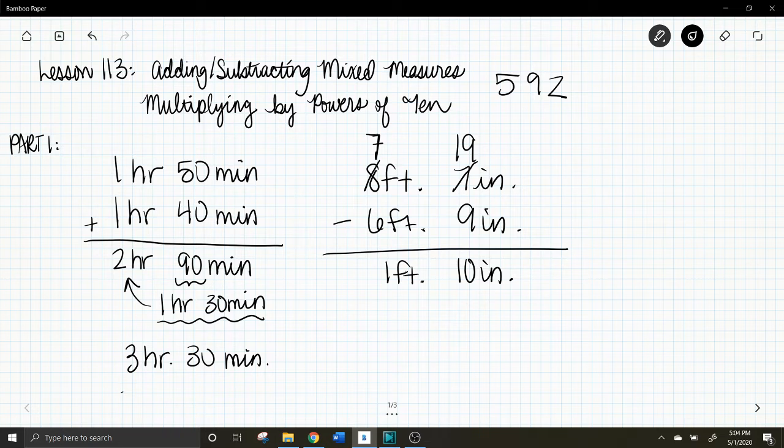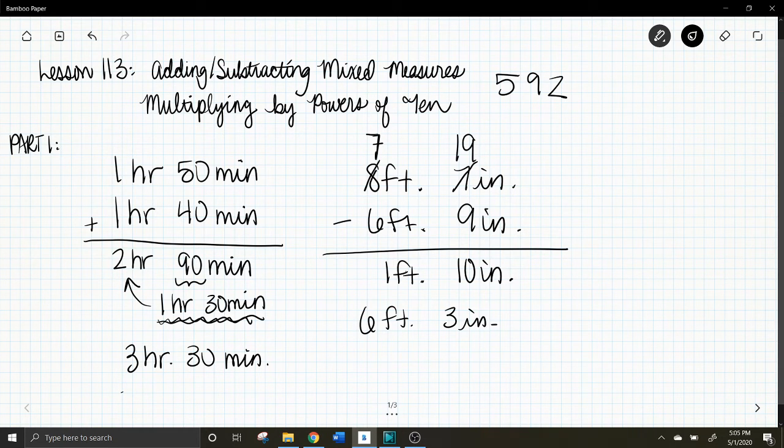Okay, so that's basically what you do in this first part of the lesson, adding and subtracting mixed measures. So line your things up vertically, borrow as you need, or like in this first example, break it down into the different base measures. Say, for instance, we were adding, let's do one quickly, 6 feet 3 inches plus 2 feet 11 inches.